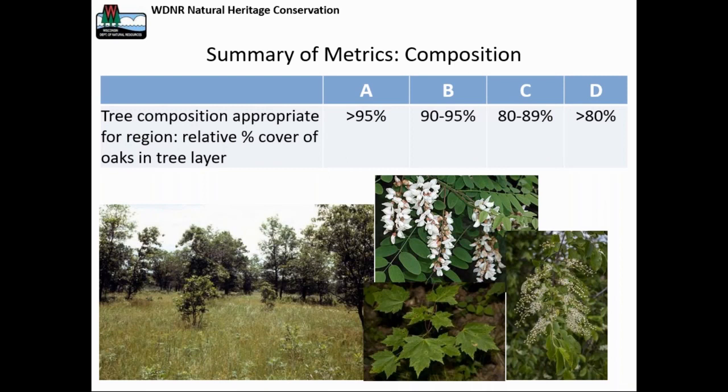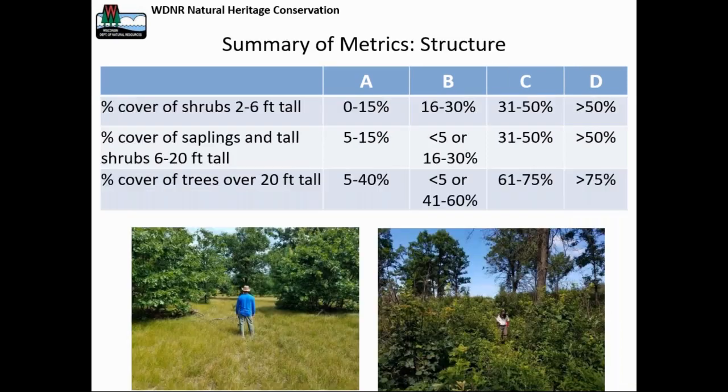To switch to the structural metrics, I have them all on this slide. We break it up into 3 categories. Again, the percent cover of medium statured shrubs, the percent cover of tree saplings and tall shrubs, roughly 6 to 20 feet tall, and then the percent cover of trees that are over 20 feet tall. The rationale for this should be fairly obvious. When your shrubs get really dense and your trees get really dense, it's often due to fire suppression. When they're too dense, it creates a lack of light for oak barrens plants and animals to thrive, and the same is true for the trees.